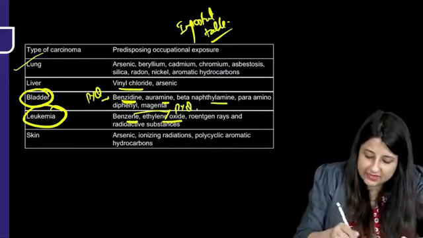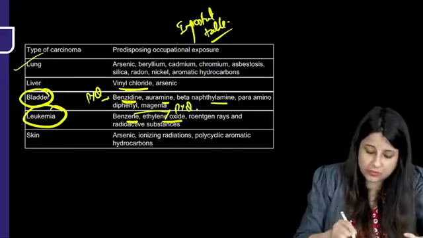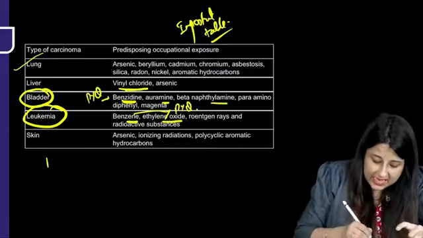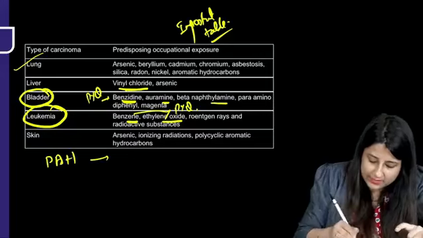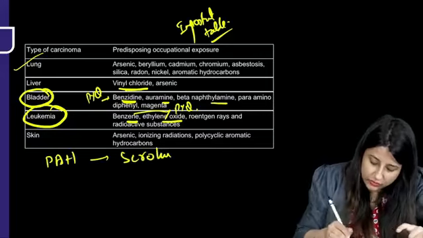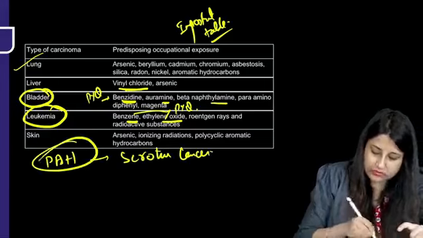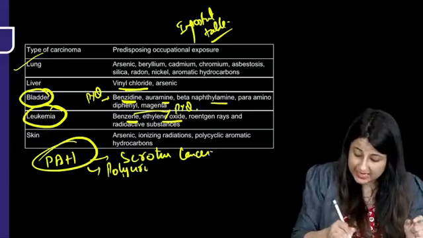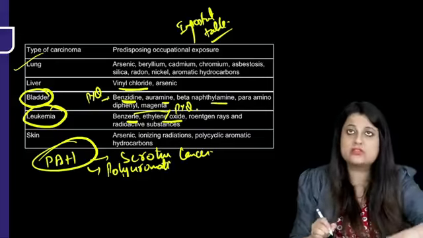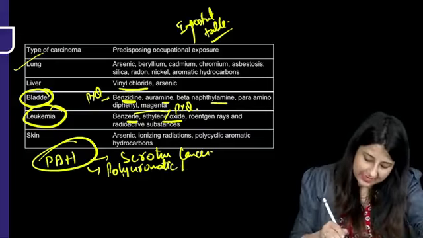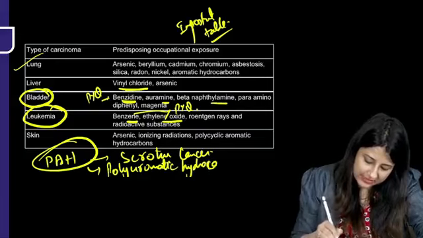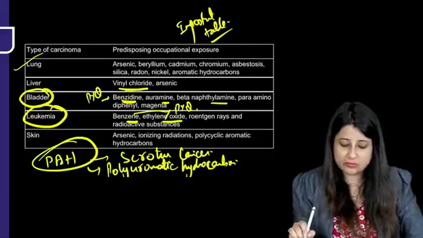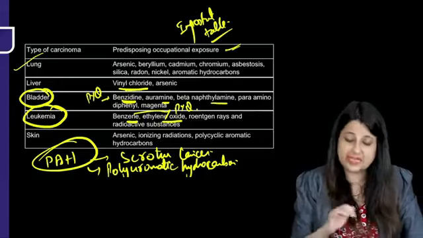Other than that, for liver, they have asked vinyl chloride exposure is liver cancer. That can definitely come into your exams. And polyaromatic hydrocarbons lead to scrotum cancer. This has also come in exams. So exposure to polyaromatic hydrocarbons leads to what? It leads to scrotum cancer. So these are some important carcinomas with predisposing occupational exposures.